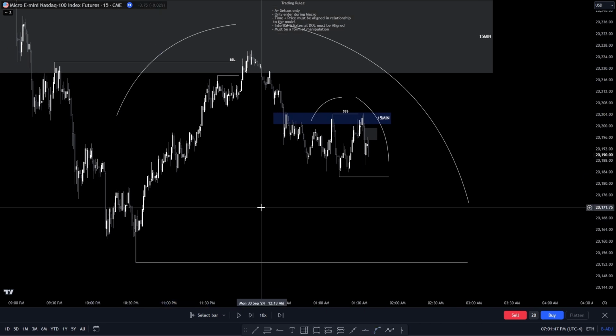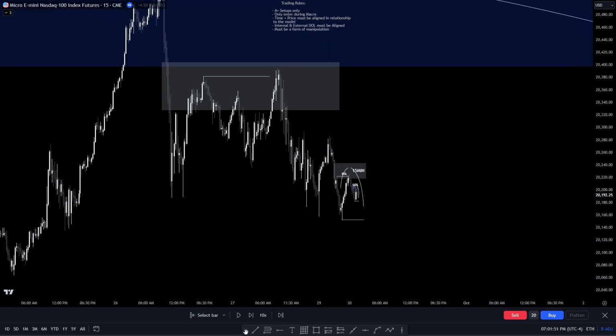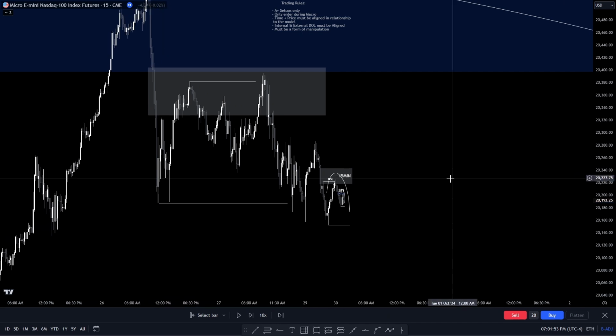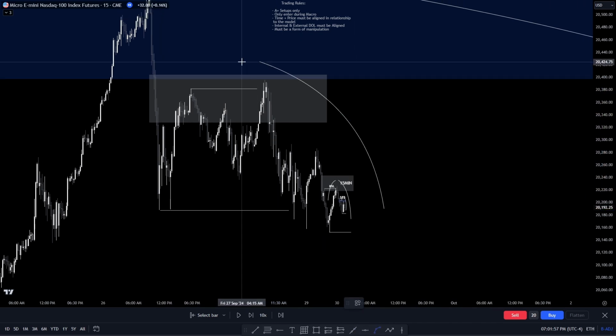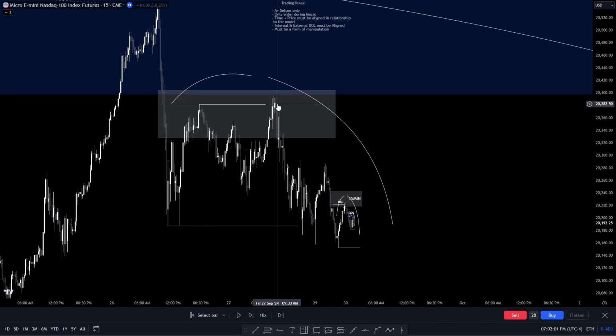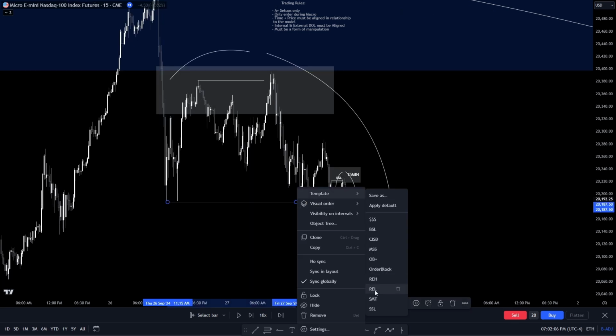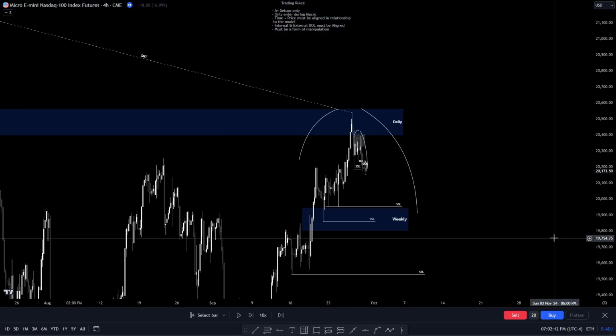Zooming out more, what do we have here? Oh, same thing. Market maker sell model again. Price came up, manipulated, took out buy side, displaced down, reached the sell side level. Same thing happening on the higher time frame.